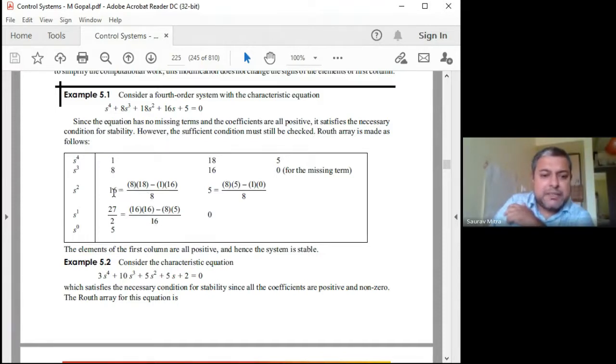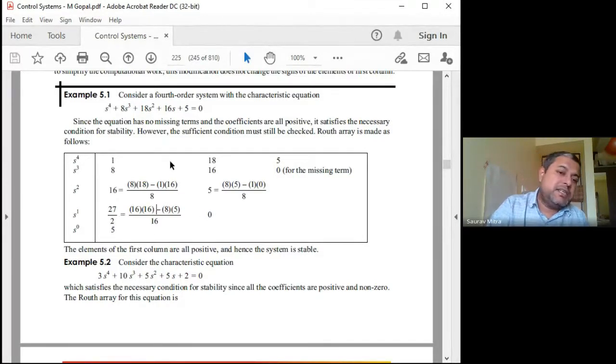What is the next line? This is 16 multiplied by 0 minus 8 multiplied by 0, divided by 16. That will give you 0. So here it is 27 by 2. It doesn't stop here, it goes down to s to the 0. In every numerical you have to come down to s to the 0. How to find it? This is 27 by 2 multiplied by 5 minus 16 divided by 27 by 2, so it will be 5 only.